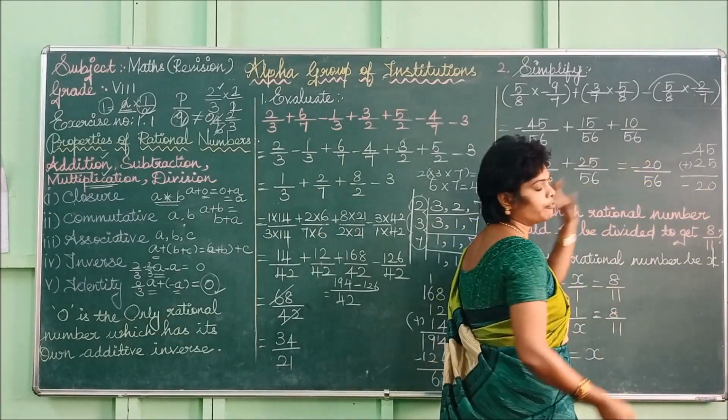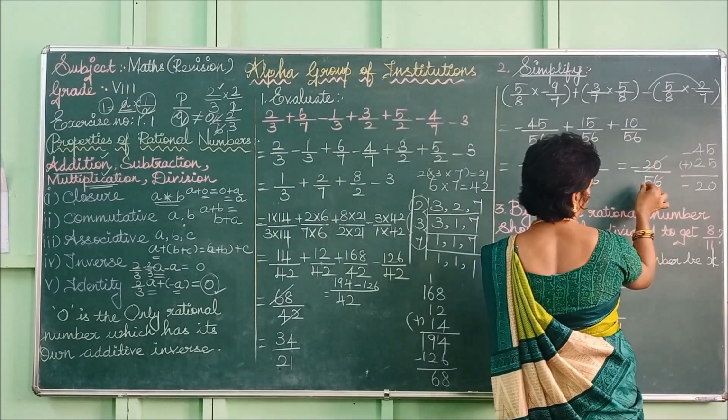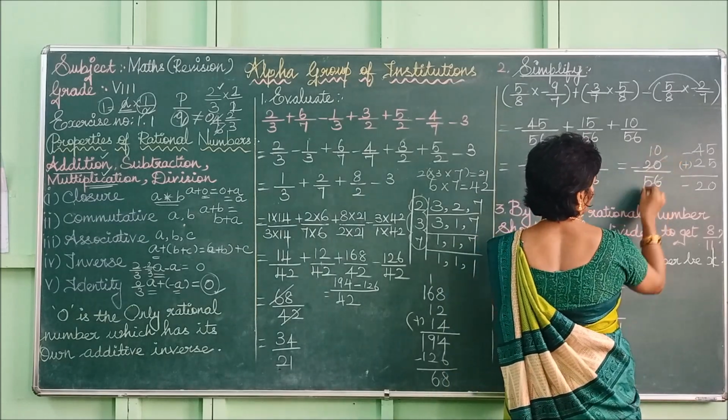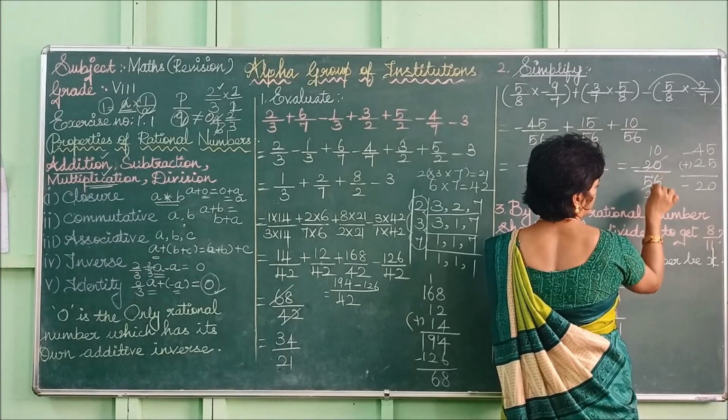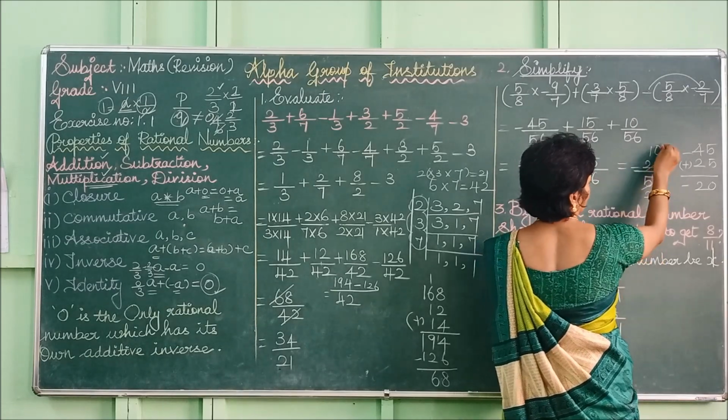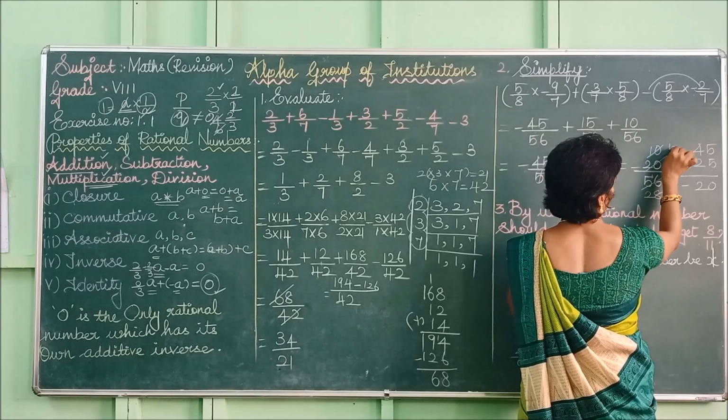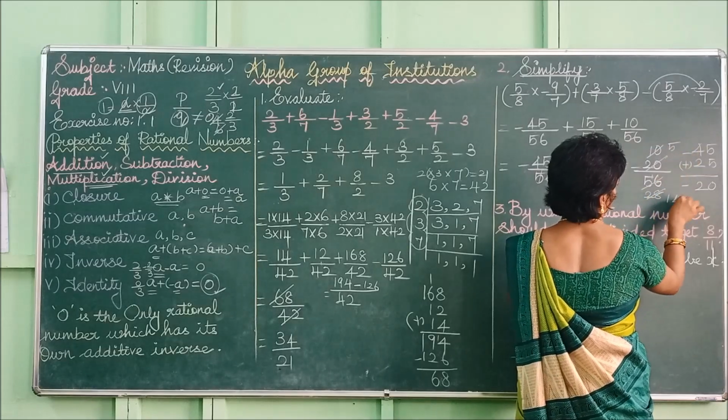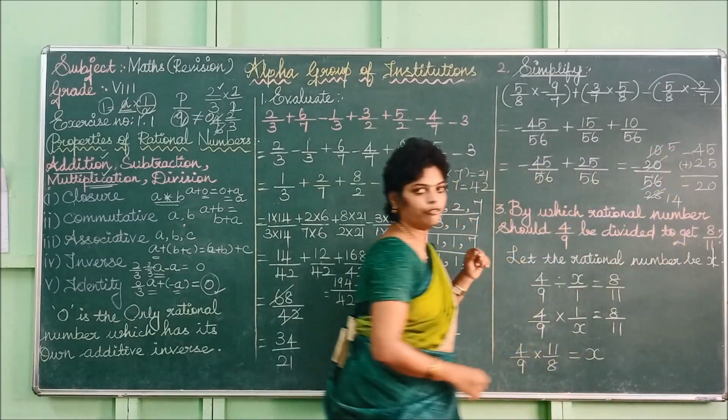You can stop here itself or else cancel it with the 2 table. How many times? 10 times. This is 28 times. So again cancelling it with the 2 table, 5 times, 14 times. So the answer is minus 5 by 14.